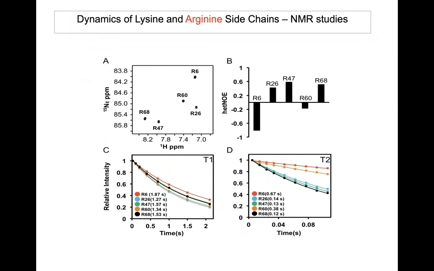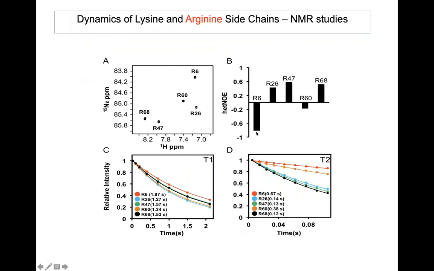Initially I showed you these arginines, and how these arginines are involved in binding, and we saw 68, 47, and 69 involved in binding. But what about their dynamical properties? We can measure dynamics using NMR. There's a property called heteronuclear NOE. It goes from -1 to 1. If it's negative, that means these residues are dynamic. 1 means it's much less dynamic.